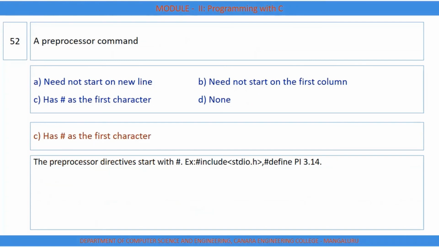A preprocessor command: option A, need not start on a new line. Option B, need not start on the first column. Option C, has hash as the first character. Option D, none. Answer is option C, has hash as the first character. All preprocessor commands begin with the hash symbol. For example, hash define, hash include, hash if, hash endif, etc.